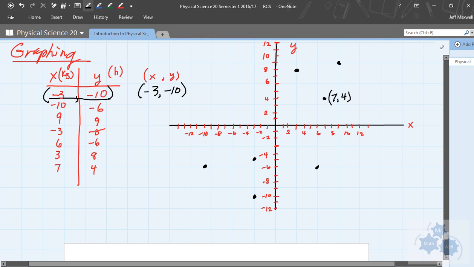Now, I would like you to label yours as well. Okay, so you've got the point, and I want you to label it as well, just so you know. Okay, what about this one? What's this one way over here? This is, yes, negative 10, negative 6. Okay? So go ahead and label all of your points as well. And if you need help, you can look up here. I'll be doing the same thing.